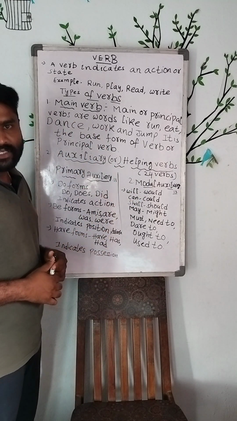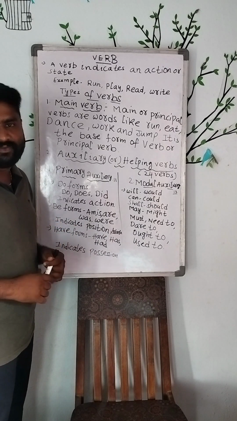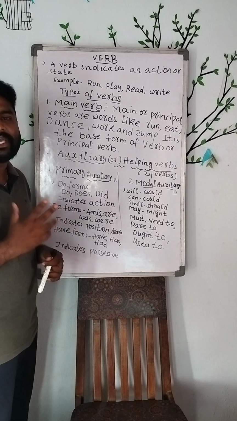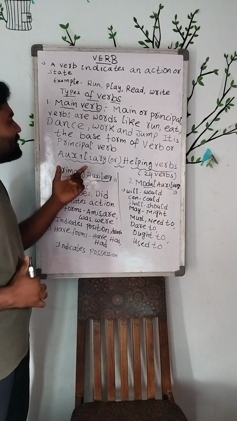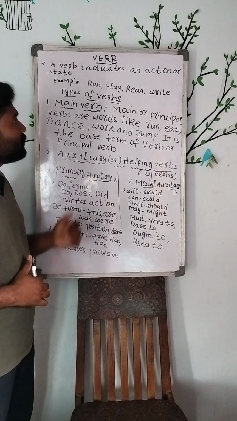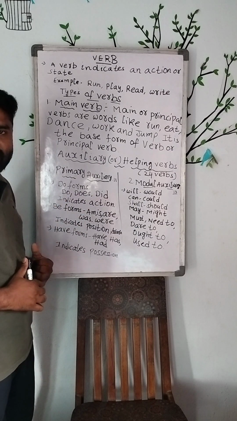It is a verb. So we have two types of verbs. How many types of verbs? Two types of verbs. The first one is a main verb, and the second one is an auxiliary verb or helping verb. What is the main verb?